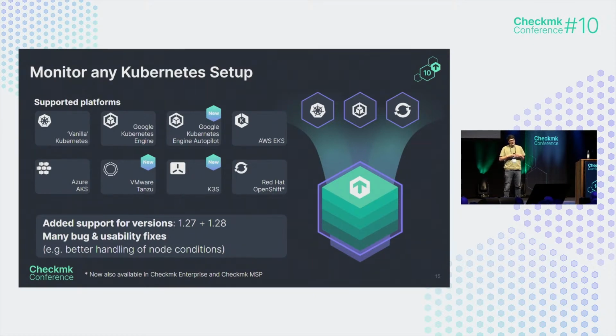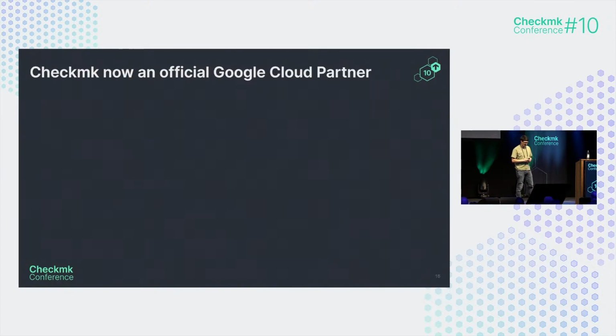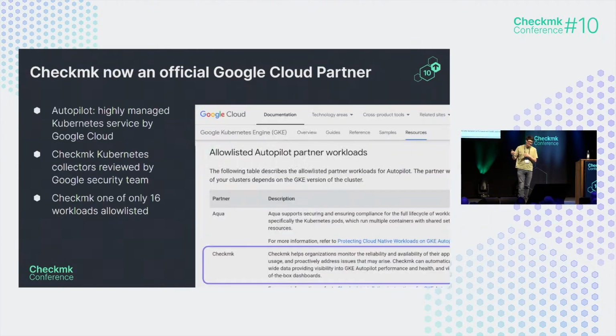Because when we add support for one of these platforms, it can be very simple, but it can also be a long journey where we have to jump through a lot of hoops. You might see it looks kind of the same as Google Kubernetes Engine. Unfortunately, it is not. It is a highly managed, secure Kubernetes service by Google Cloud, and that makes it really hard for users to run workloads which require elevated privileges. Which is bad for monitoring, because monitoring needs the data, otherwise it can't monitor. And we had to jump through a lot of hoops there to get there.